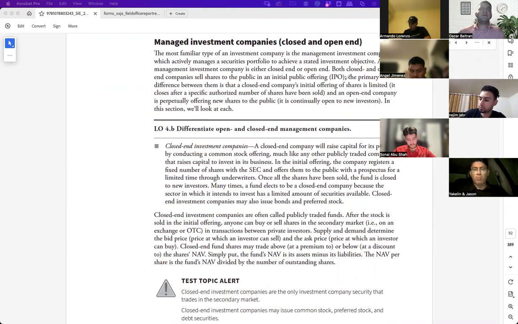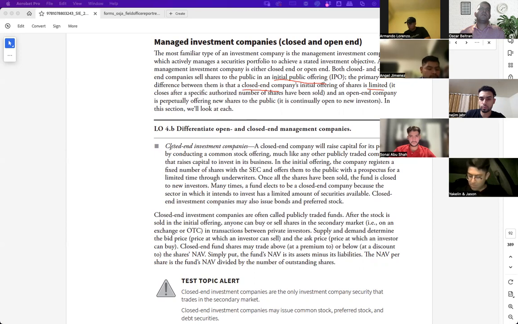All right, so here it talks about the difference between open-end and closed-end. With an open-end fund, it's going to be a whole bunch of offerings. Like Microsoft, Amazon, they're just going to keep on buying and releasing new stocks every month in that mutual fund. Now, for closed-end companies, the initial offering of shares is limited. What you buy is what you get.